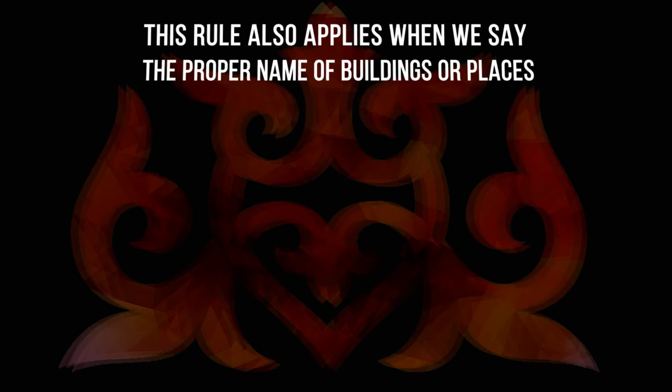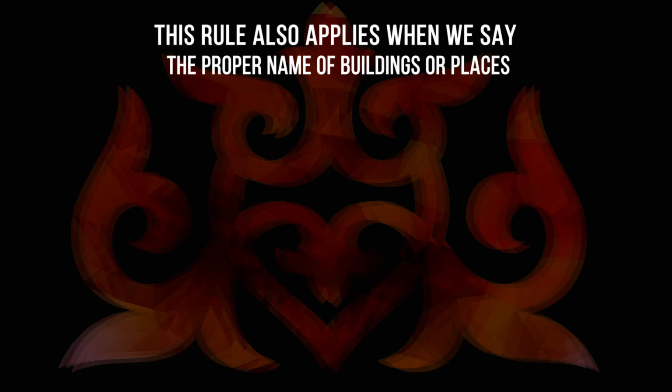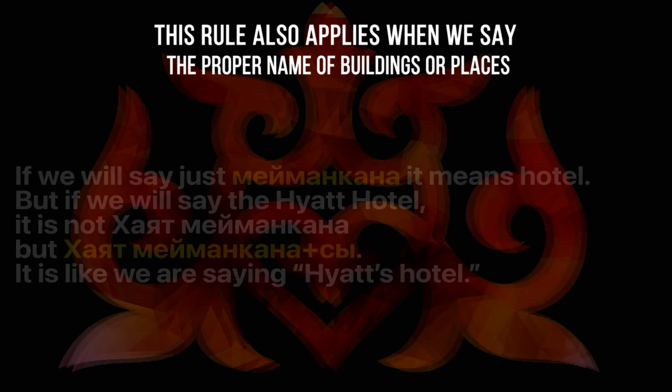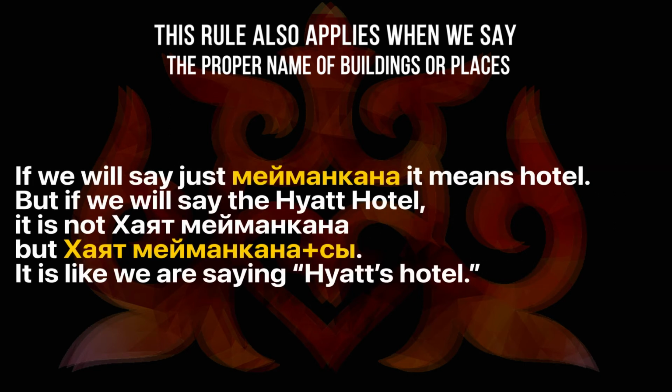This rule also applies when we say the proper name of buildings or places. For example, if we say just universitet, it means university. But if we say the American University, then it's not Amerika universitet, but Amerika universiteti. It's like we are saying America's University. If we say just meymankana, it means hotel. But if we say the Hayat Hotel, it's not Hayat meymankana, but Hayat meymankanası. It's like we are saying Hayat's Hotel.